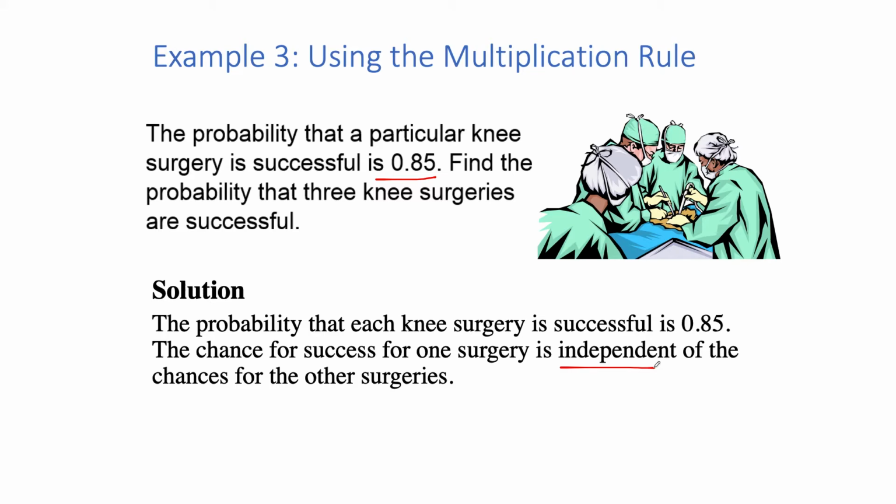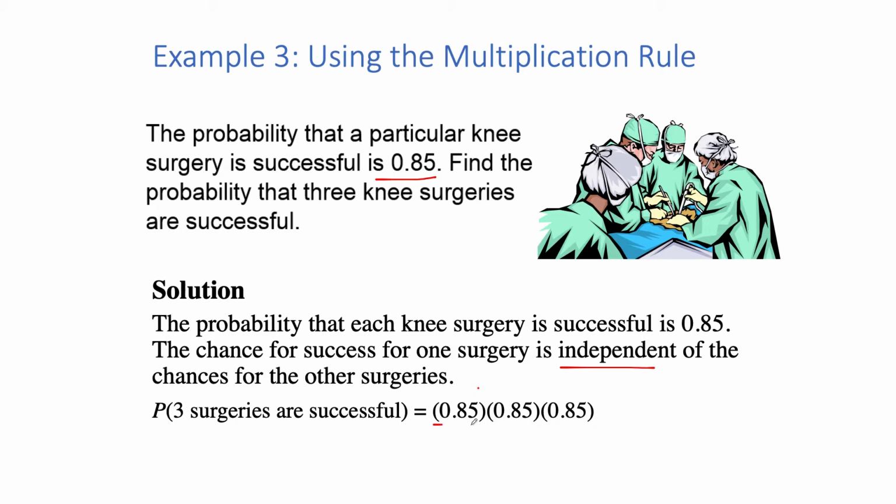So the chance of success for one surgery doesn't affect the chance of success on the next surgery, right? So what is the probability that all three surgeries are successful? It's the probability that the first one is successful times the probability that the second one is successful times the probability that the third one is successful, right?